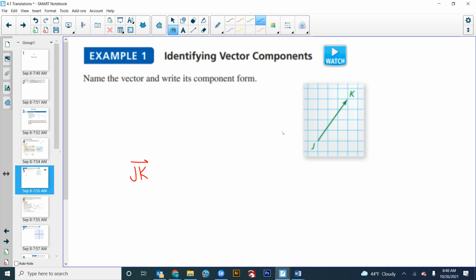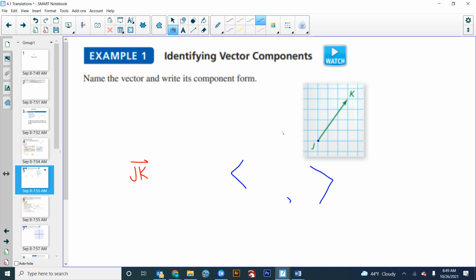Are you going to count from J to K or K to J? J to K, right? It's direction. It gives you direction. It has a terminal point, J, and an arrow going through K. So for the horizontal component, you have to decide, am I moving right and up, or left and down, or left and up, or left? What combination?